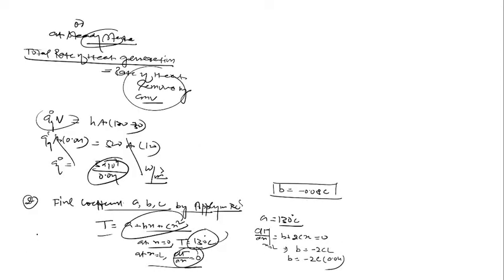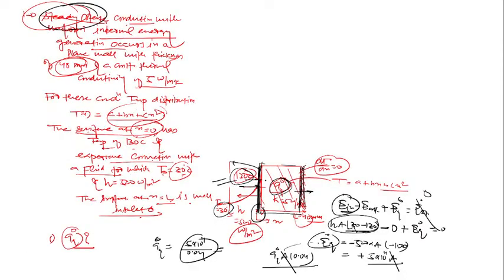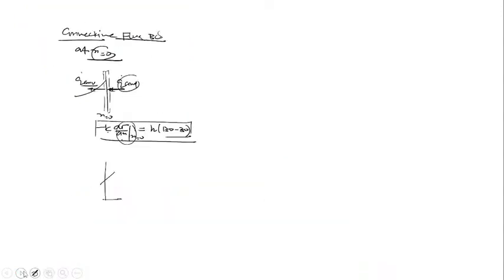Slope is positive. If you draw a tangent in this figure, my dear student, the slope is positive. Yes or no? Slope is positive or no? Is positive here. Yes or no? So why can't I write minus K dt upon dx here?